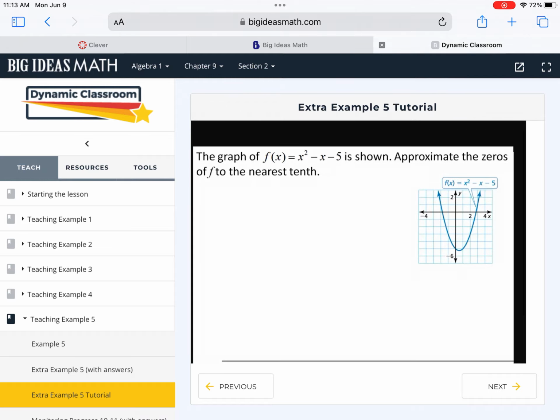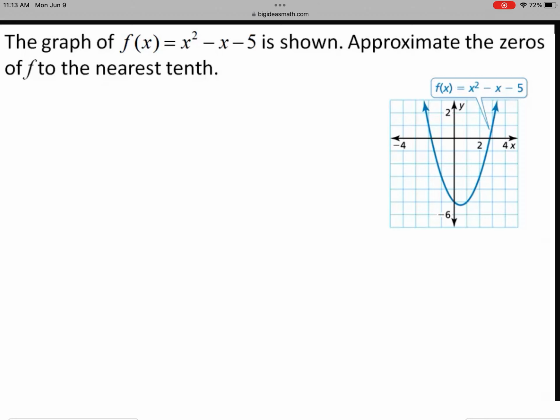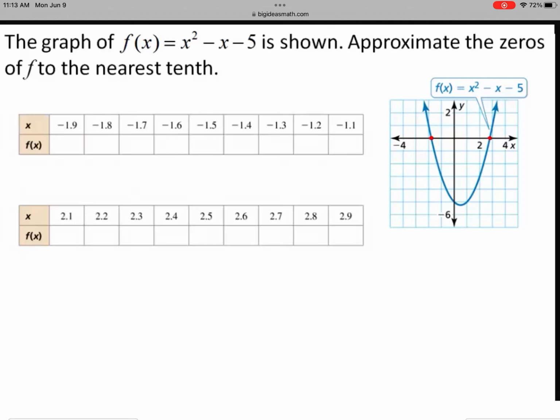The graph of f of x equals x squared minus x minus 5 is shown. Approximate the zeros of f to the nearest tenth. Notice from the graph that there are two x-intercepts, one between -2 and -1, and one between 2 and 3. Make tables using x values between -2 and -1, and between 2 and 3. Use an increment of 1/10. Then look for a change in the signs of the function values.